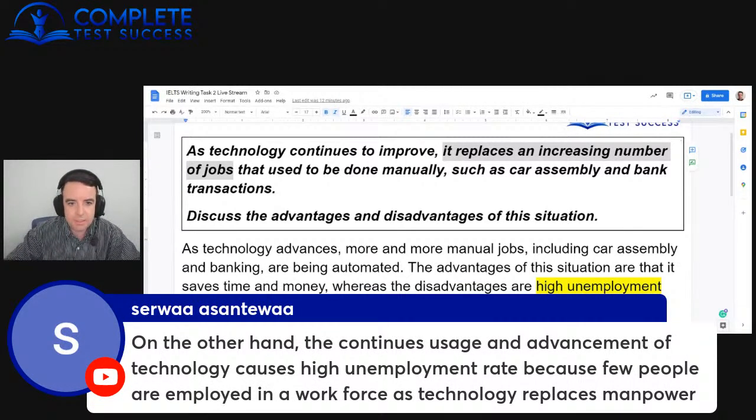Okay, Sarwa, on the other hand, the continued usage and advancement of technology causes a high unemployment rate because few people are employed in a workforce as technology replaces manpower. Yeah, that's good. But what you needed to say was fewer people are employed in the workforce because technology is replacing most or a lot of the manpower. That's fine, but you have to say fewer. Good.